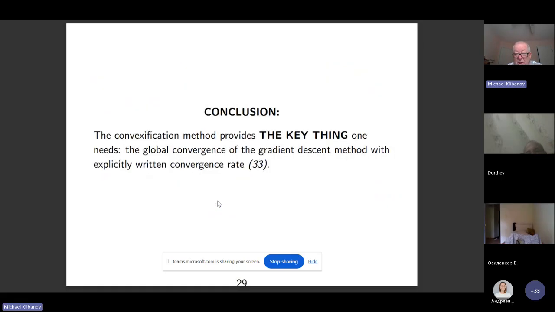So the conclusion is this: convexification provides a key factor which any method needs, the global convergence of the gradient descent method. If it doesn't converge globally, you obtain a solution, but then people can ask, is this solution reliable? Are you sure, yes or no? And you don't know how to answer.